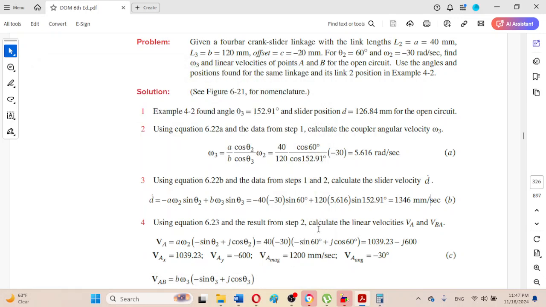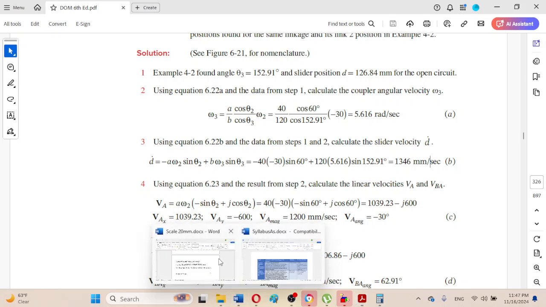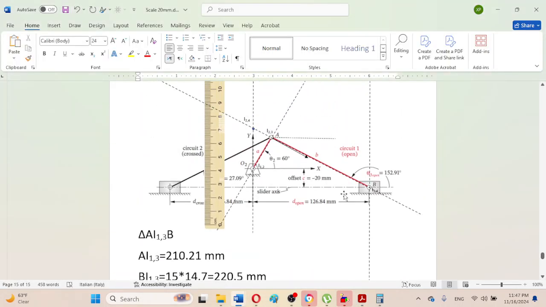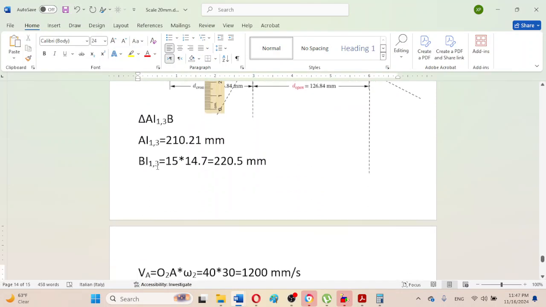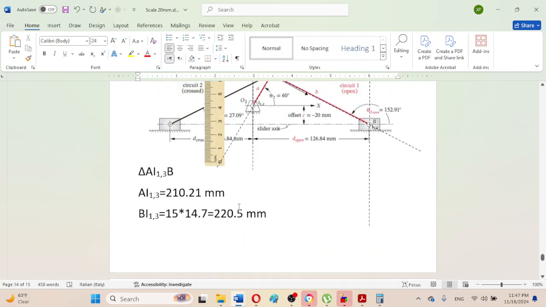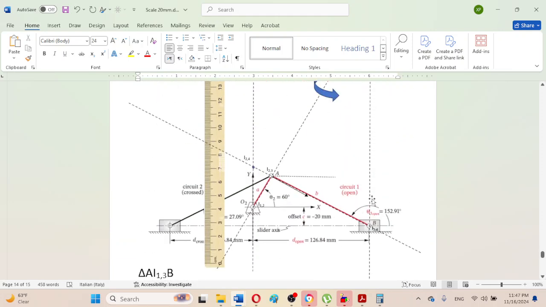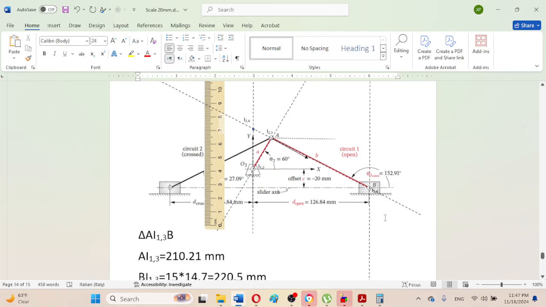So in this way, now the other method is that we can also calculate these magnitudes ai1,3 and bi1,3 trigonometrically. To calculate trigonometrically, we can observe here that this angle, from this horizontal up to this connecting rod, is 152.91. So this angle will be equal to 152.91 minus 90 degrees, because this quadrant is between vertical and horizontal, which is 90 degrees.